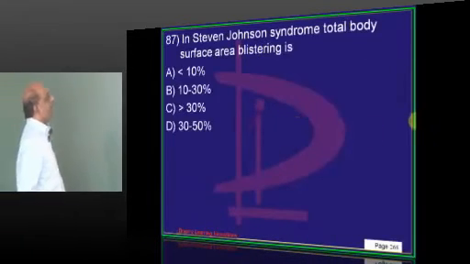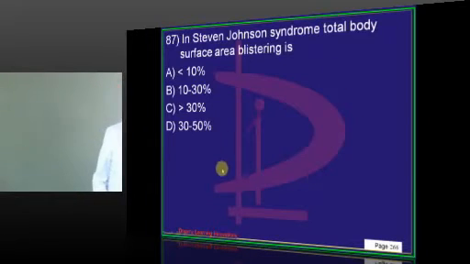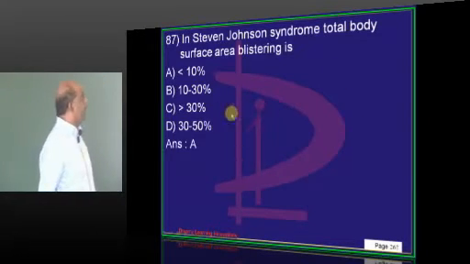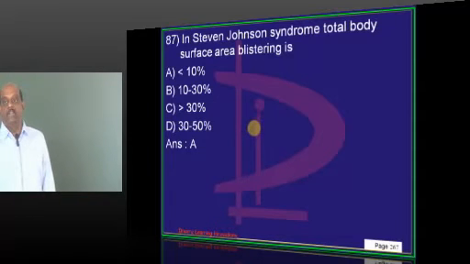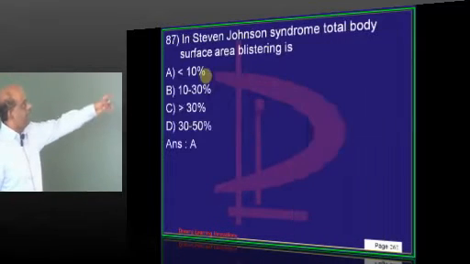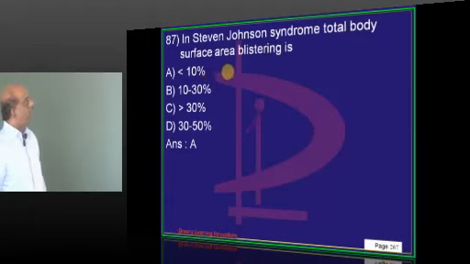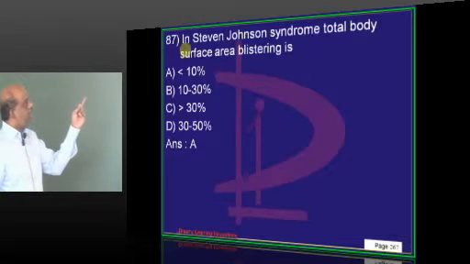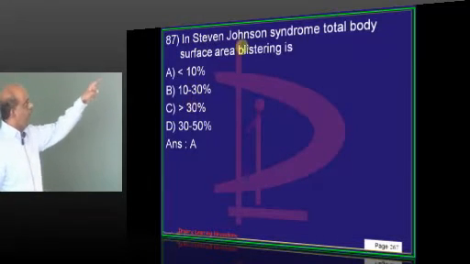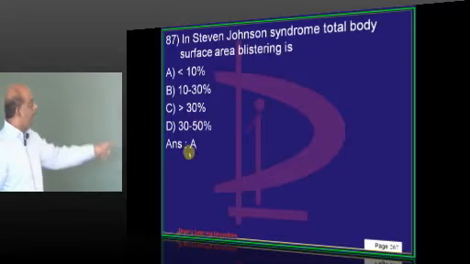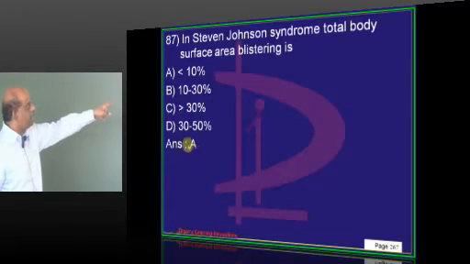So, Stevens-Johnson and toxic epidermal necrolysis, how do you differentiate? 10% or more than 30%? There is a formula for that. I mean, there is a rule for that. I think 10% should be Stevens-Johnson versus toxic epidermal necrolysis, which should be more than 30%, just I am not sure. I think C looks reasonable, but we will check that.